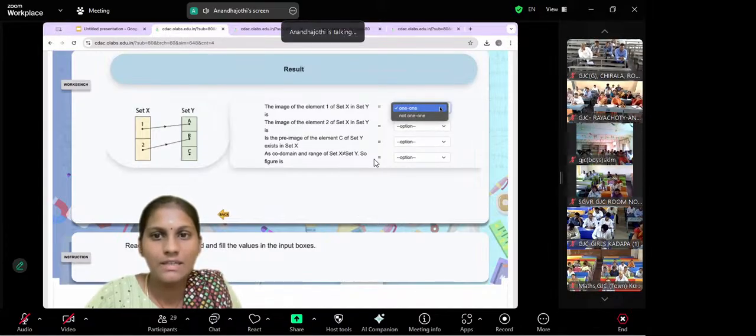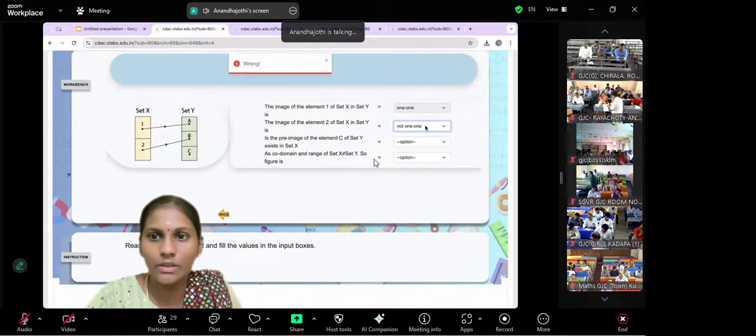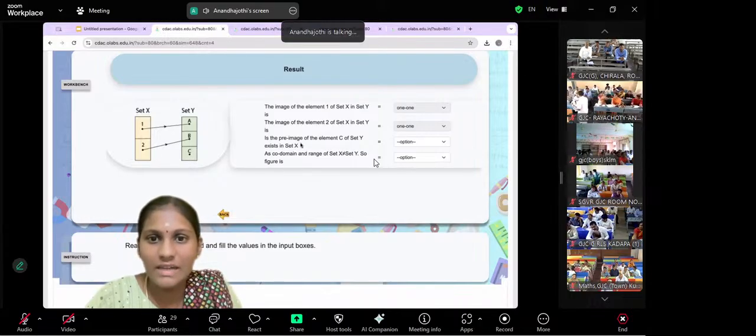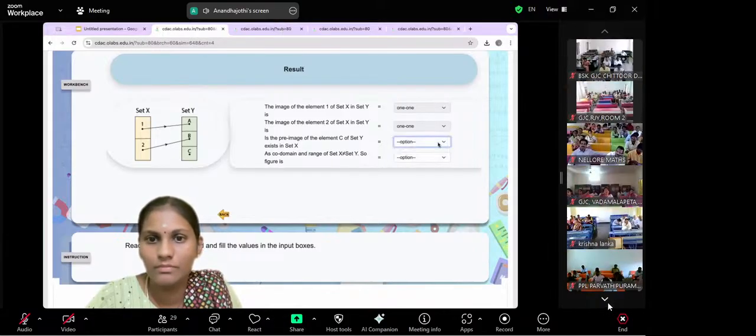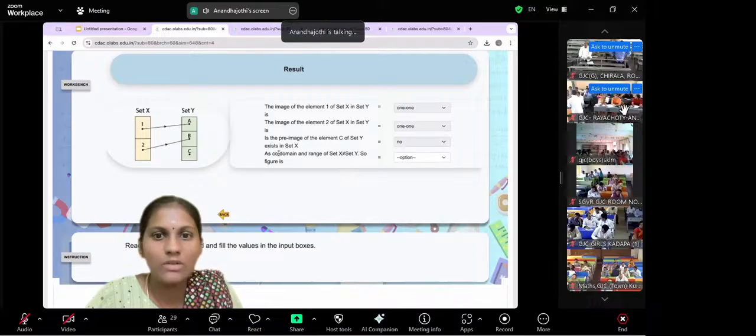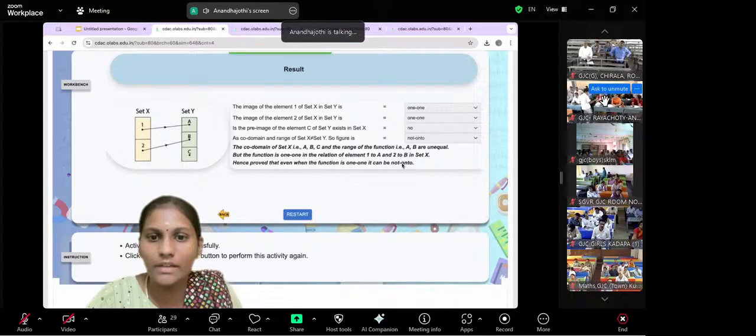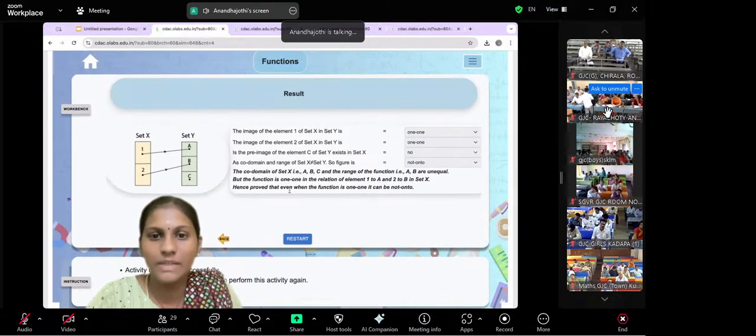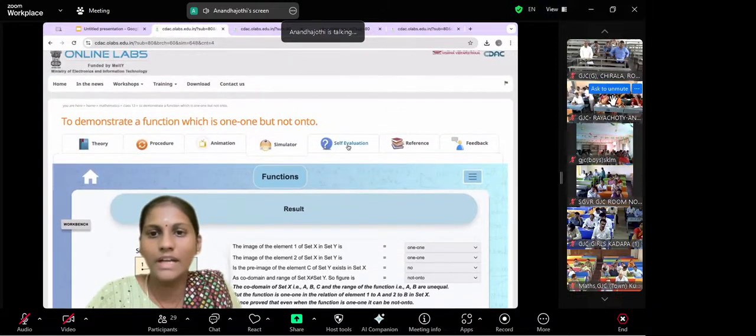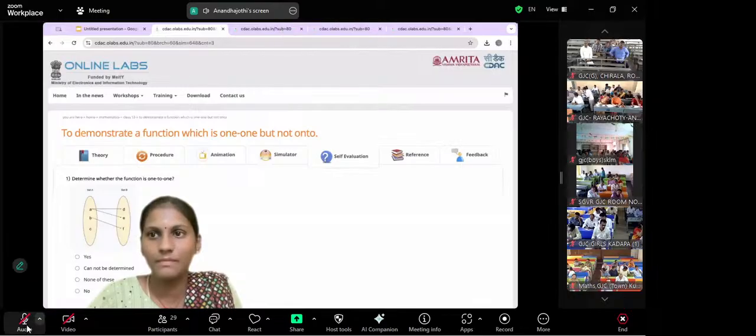The image of element 1 and 1. So element 1 is 1 to 1. Element 2 is 1 to 1. Right? So is there any pre-image for C? No. Okay, now the codomain and range are not equal, so it is figured out as not onto, right? Right. So the simulation is over. It will ask us to restart. So we can restart, or we can directly go to self-evaluation.